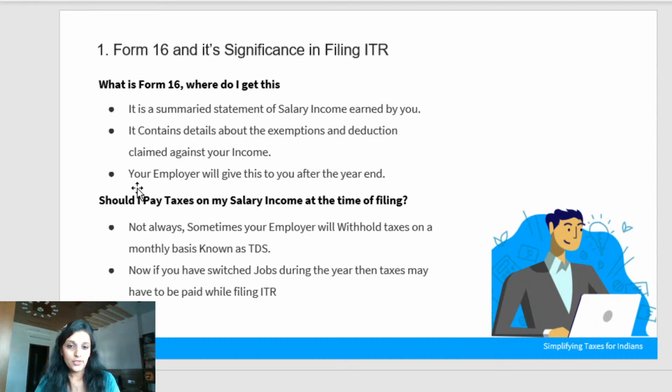There is also a common question: do I need to pay the taxes on my salary income only at the time of filing? It is not always necessary. You don't get the entire burden of taxes at the time of filing. The employer deducts some part of the taxes from your monthly salary income and deposits it to the government, so you don't have to pay the entire tax at the time of income tax return filing. It will be deducted from your salary component every month in the form of TDS.